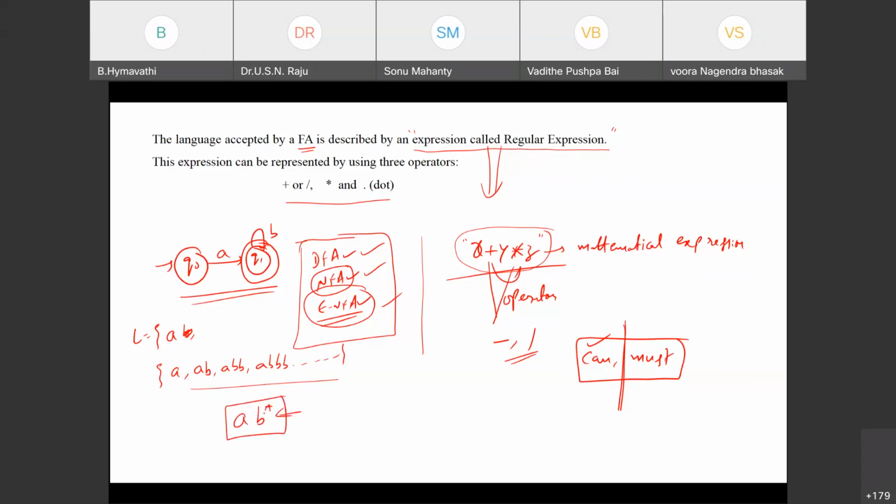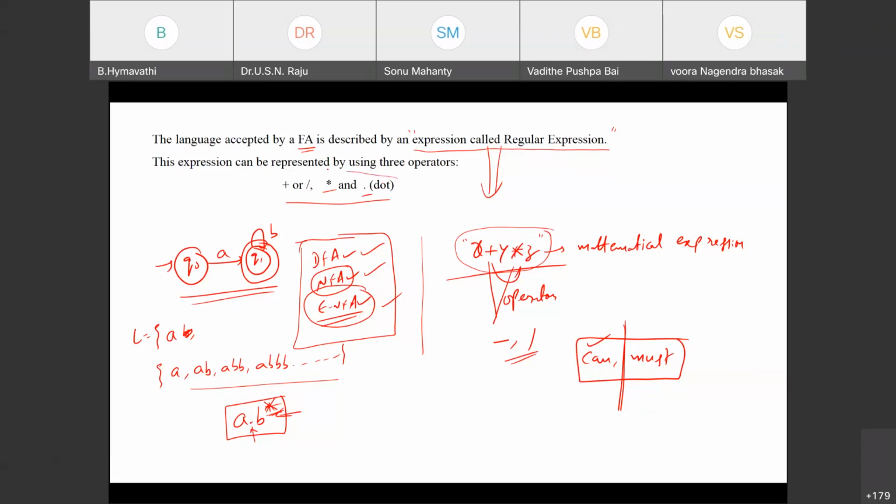We'll see how to form these regular expressions, how you can convert a DFA into a regular expression, and all that stuff we'll be seeing now. So here I have used one dot operator. Of course, writing dot is optional. If you don't write any dot, then also it is considered as a dot operator. I have used one star operator. So these two I have used.